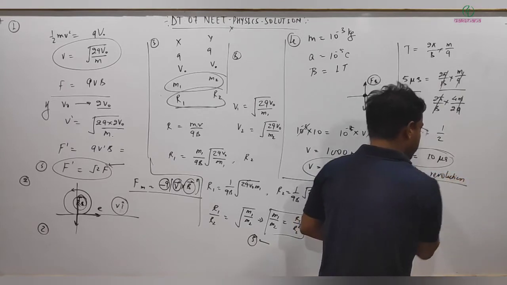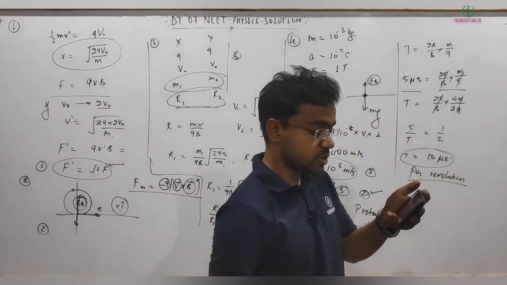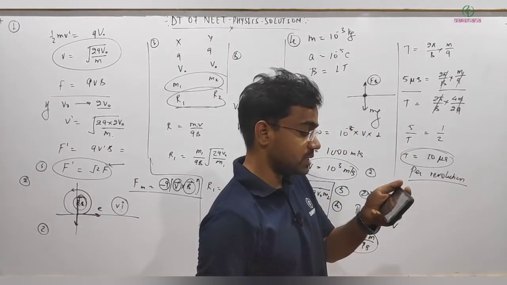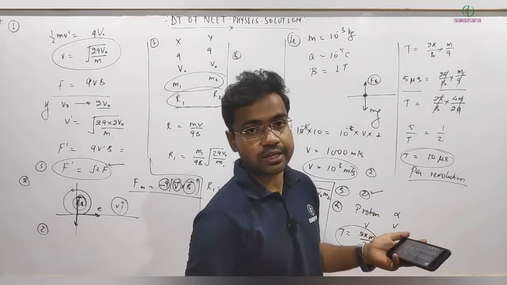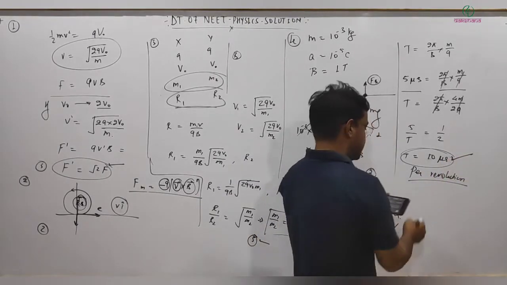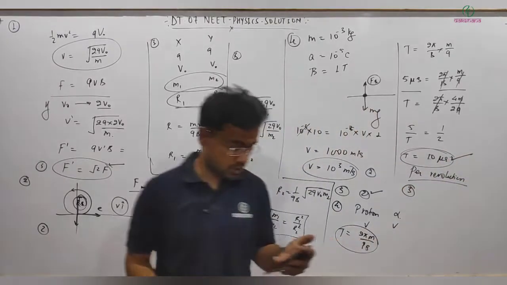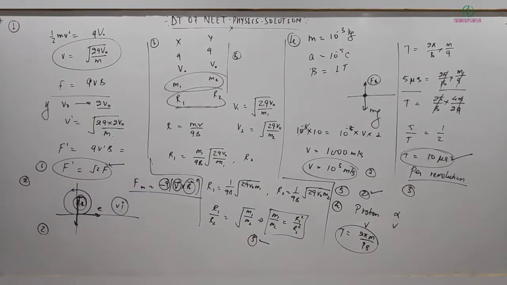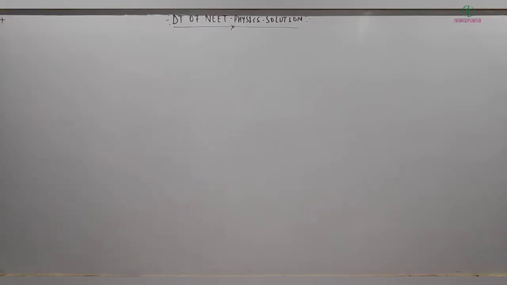We need to check what it's exactly saying. Okay, so the periodic time for the alpha particle, yes, it's asking about the periodic time, so that will be 10 microseconds, and that matches with option number 3. So let me mark it. Okay, next question number 7.